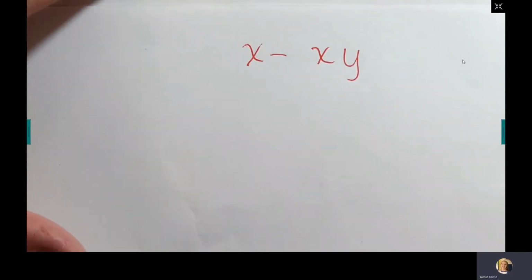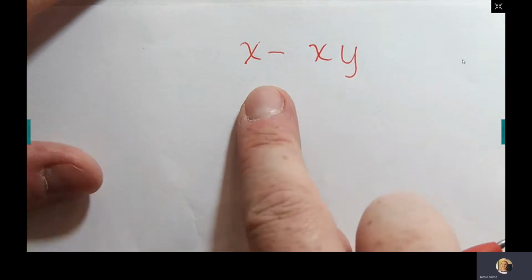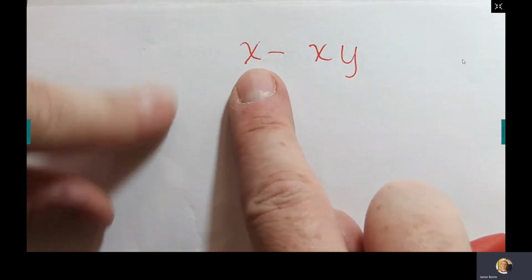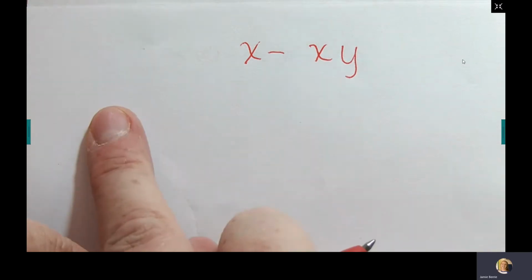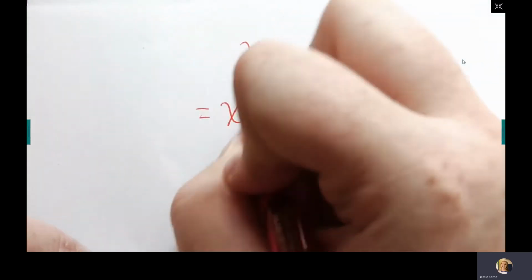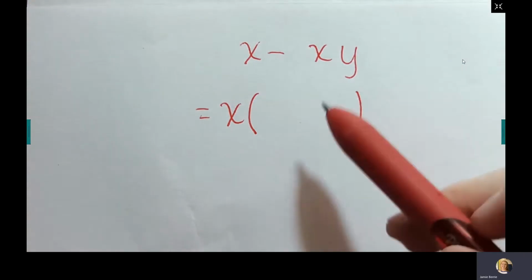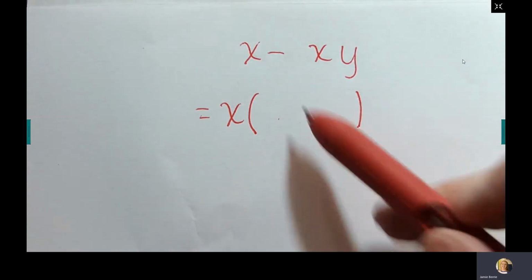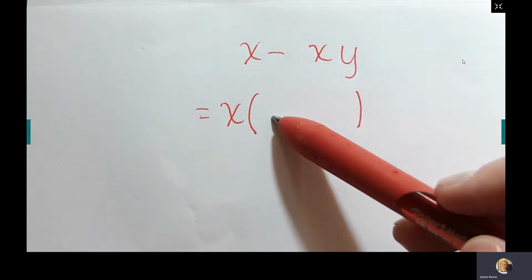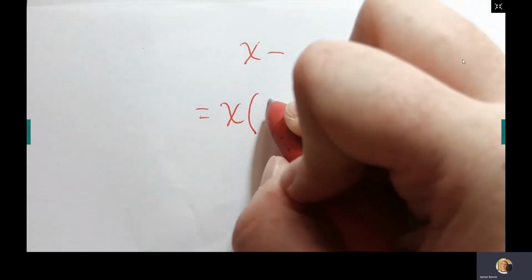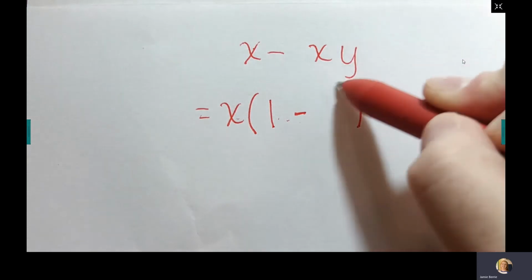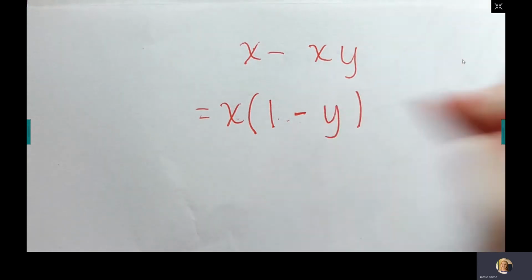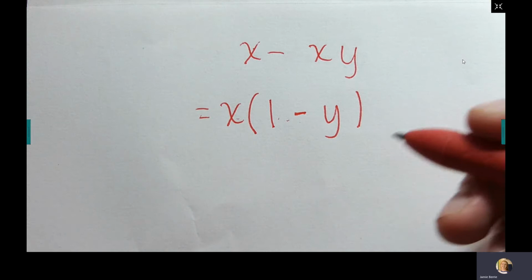All right, so imagine you had something like this, x minus x times y. This is like going back to algebra. You would say, okay, I have an x here, I have an x here, so I'm going to factor out an x. So you would pull out an x out front, and what would be left in the parentheses? 1, because x divided by x is 1, minus, and then what's left here? y. Good. We're going to do the same thing in this problem.